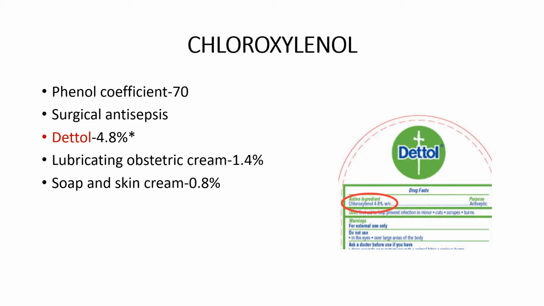Dettol contains 4.8% of chloroxylenol, and chloroxylenol is also used in lubricating obstetric cream. When we do vaginal examinations, we use lubricating obstetric cream, which contains 1.4% of chloroxylenol. And in soap and skin creams, we use 0.8% concentration of chloroxylenol.